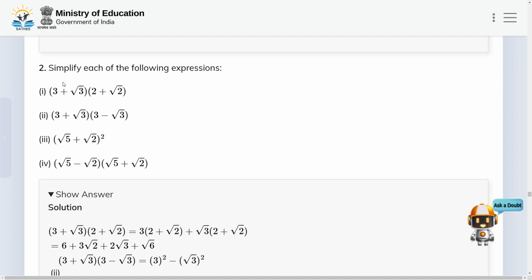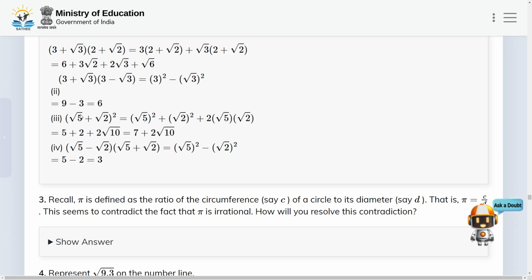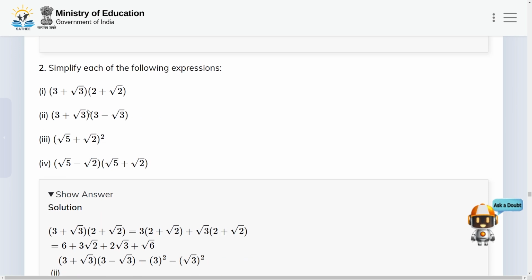Okay, so now let us see the next one. In the next one here we have (3 + √3)(3 − √3). Okay, so let us simplify it. In our previous lecture we have studied this identity: (a + √b)(a − √b) is equal to a² − b.